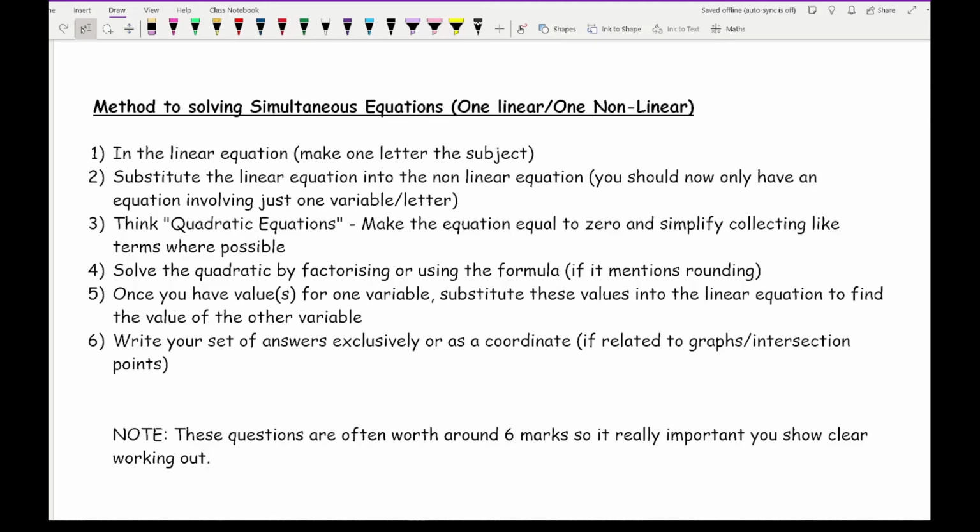And then finally, what you want to do is write down your set of answers exclusively, or as a coordinate if it's related to a graph or the intersection points. Now this is really important because, for example, and again this might not make any sense if you've not seen this topic before, if I worked out that x was 2 or, let's say, -5, and then I work out that y is 10 or -12, I don't know which pair of coordinates go with which. Does the 2 go with the 10 or does the 2 go with the 12? So what you want to do is write them close together. So x equals 2, y equals -12, and x equals -5 and y equals 10.